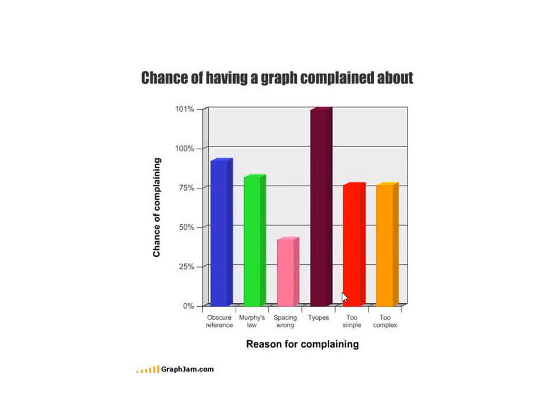Or too simple, too complex. Your spacing's wrong. I don't know what they mean by Murphy's Law. I guess because everything goes wrong. So anyway, it's just kind of a funny way to keep this in mind: no one's ever going to be completely satisfied with your graphs. But if you make them simple and you make them clear, you'll be better off.